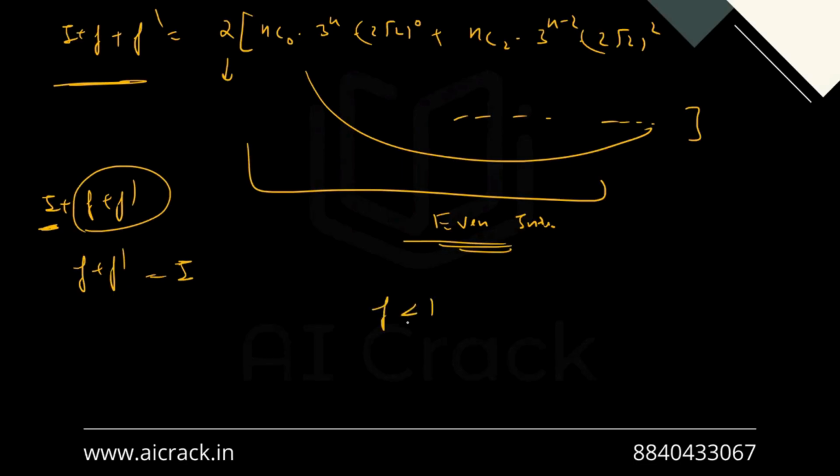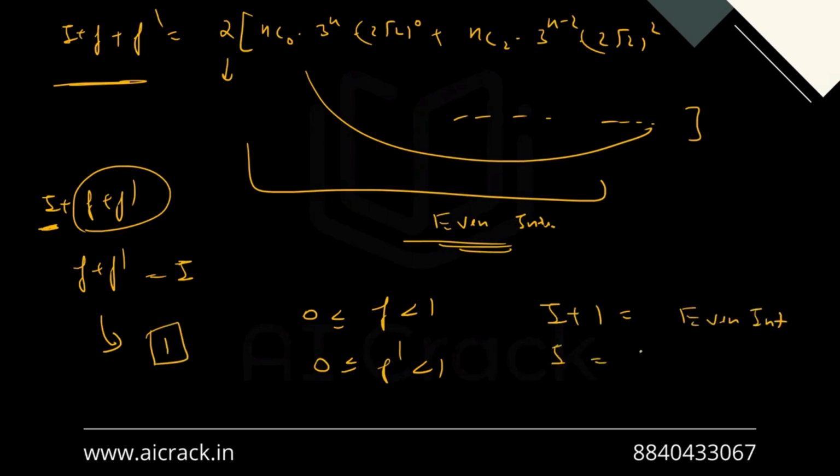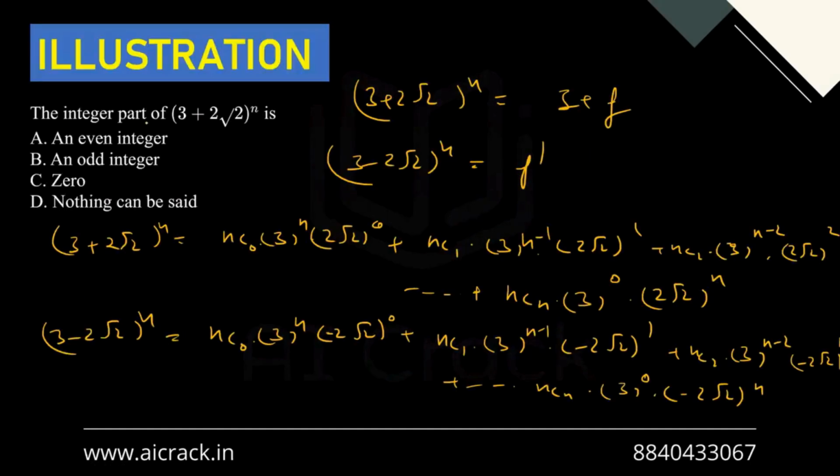Now f is always less than 1, and f dash is also always less than 1 and greater than 0. If I add both of them, the only possibility for the summation is that f plus f dash would be 1. So they are equal to 1. So I plus 1 equals some even integer, so I should be an odd integer. So I was the integral part of 3 plus 2√2. So that is an odd integer. This is a very standard process to solve such questions. In every question of this sort, you have to start with this only.